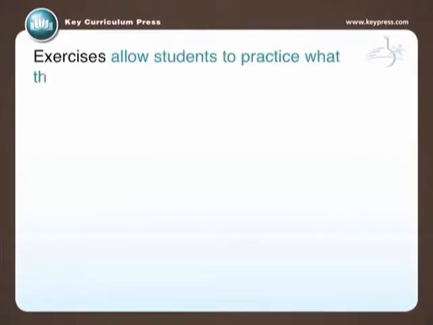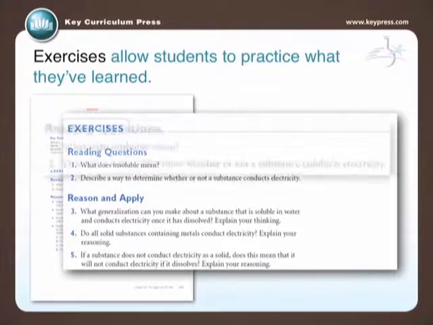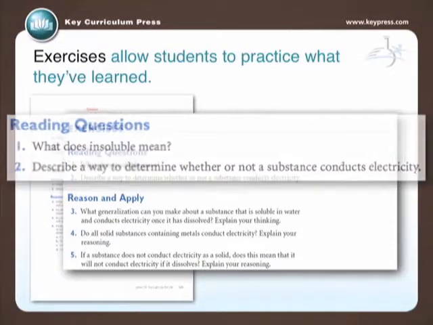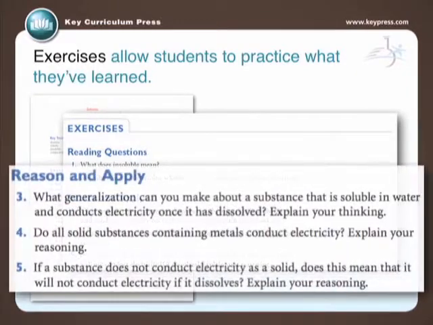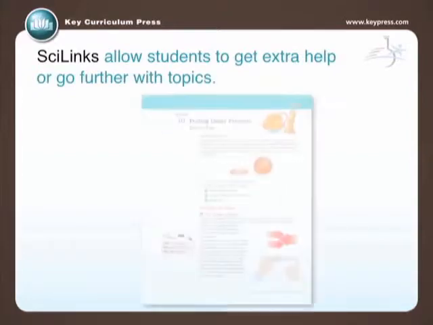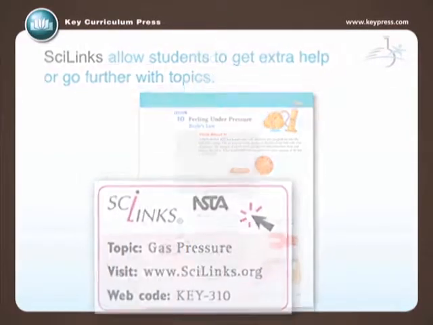When students finish the reading, exercises help students review and practice what they have learned. The reading questions are designed to help students self-assess their comprehension of the main ideas. And reason and apply questions give students a chance to practice what they've learned by solving problems and providing evidence-based reasoning in their explanations.